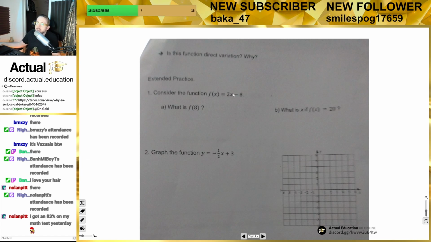Okay, here we go. They're saying here, consider the function f of x is 2x minus 8, and they're asking you what f of 8 is. Grim, do you know what f of 8 means? Do you know what it means when they ask for that?